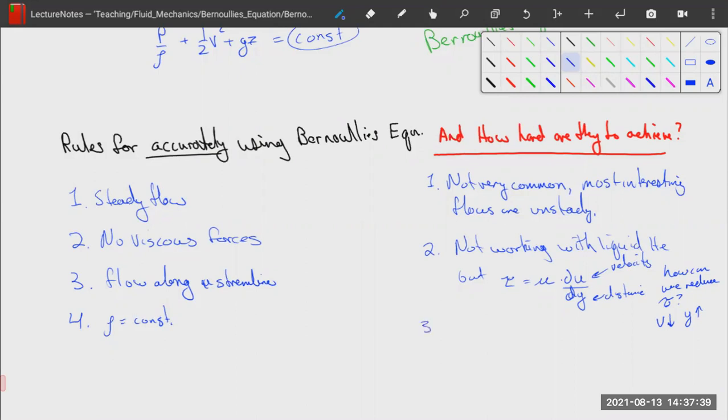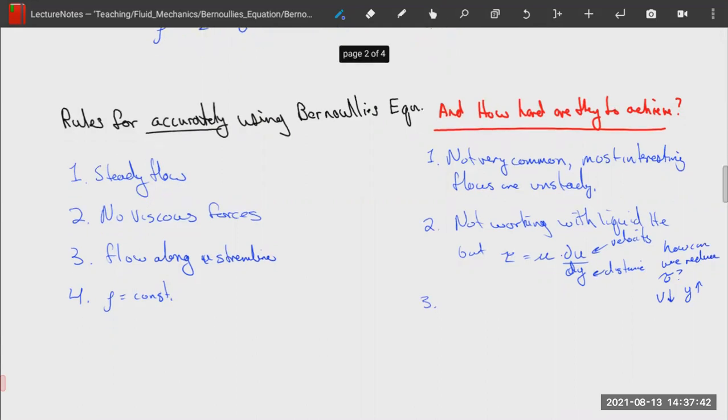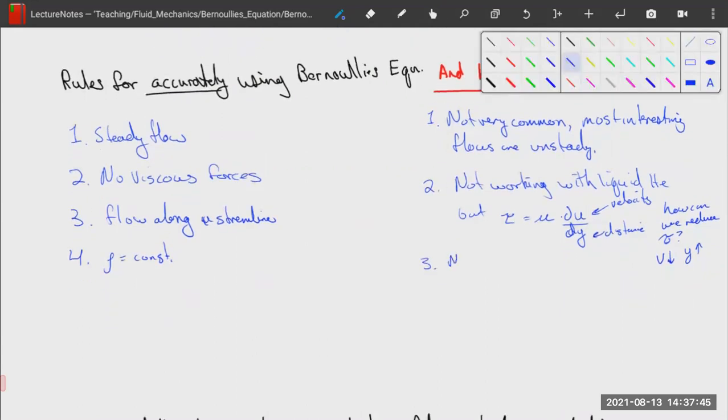Flow along a streamline is relatively difficult to achieve because it needs non-rotational flow. Steady flow makes that true, right? If you have steady flow, then you're going to have non-rotational flow. But more specifically, that means we can't use pumps, or cross fluid boundaries.